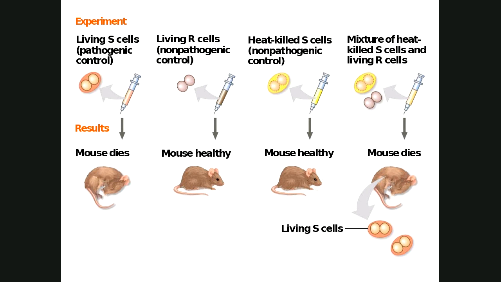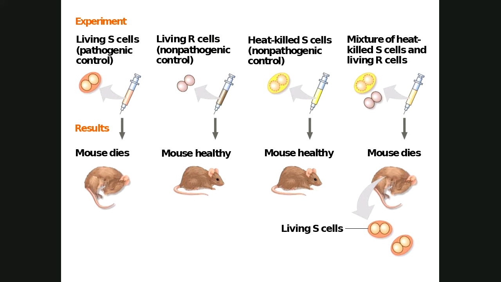Griffith continues on with his work by making sure that he has what we call controls. He's got a pathogenic control, which basically says injecting the mouse with living S kills it. Non-pathogenic says injecting the mouse with living R doesn't kill it. The heat-killed S is also a non-pathogenic control, because non-pathogenic means not caused by the critter. In this case, even though those S cells usually would kill the mouse, they have to be alive to do it, you see.